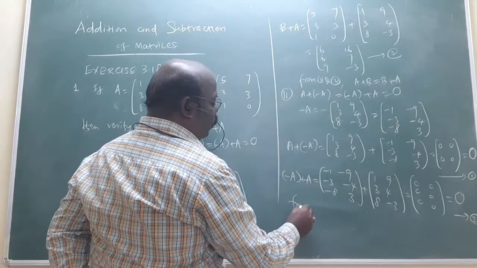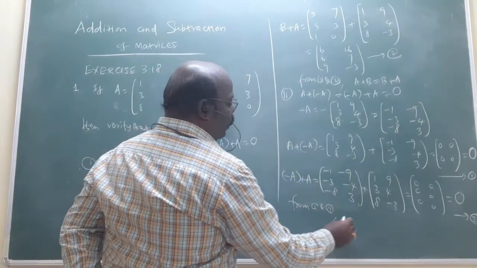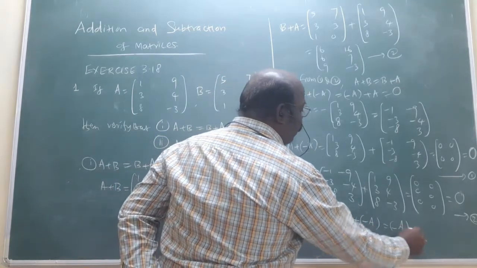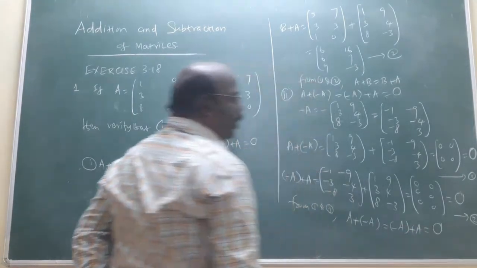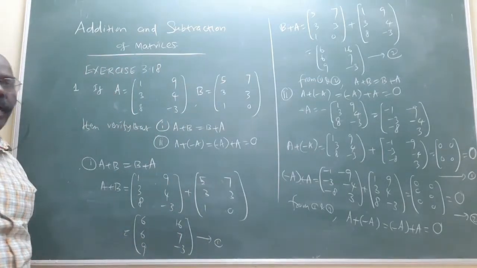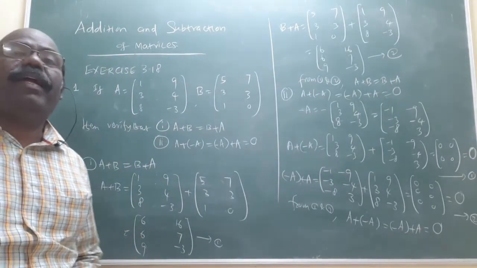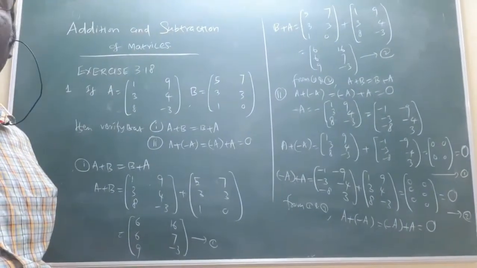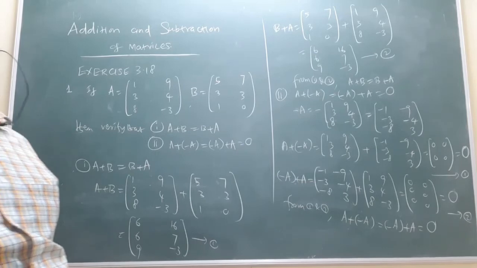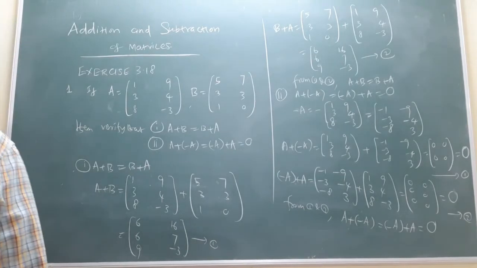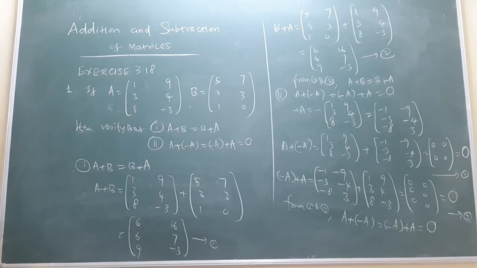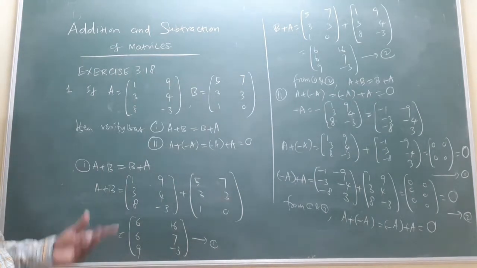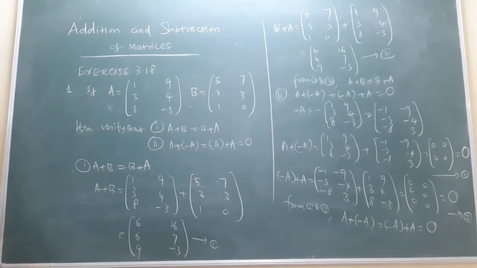Therefore, from 1 and 2, what is the answer? A plus minus A equals minus A plus A equals 0, the zero matrix. That's called the zero matrix. Very simple concept. Addition is possible when both the matrices are of the same order. Otherwise, addition is not possible. Here, A and B are of the same order, 3 cross 2, 3 cross 2. That's why addition is possible, subtraction is also possible. That is the answer.